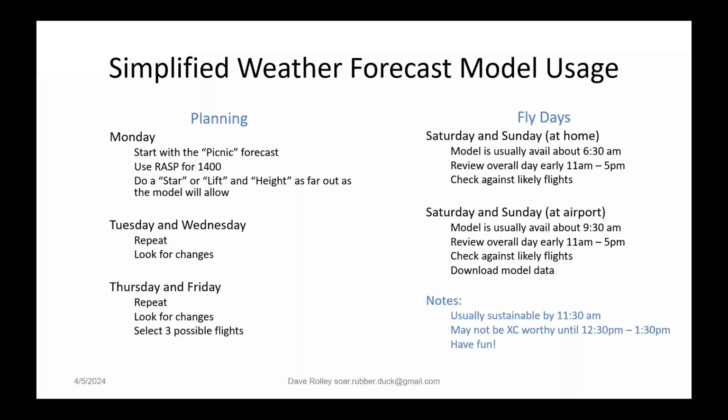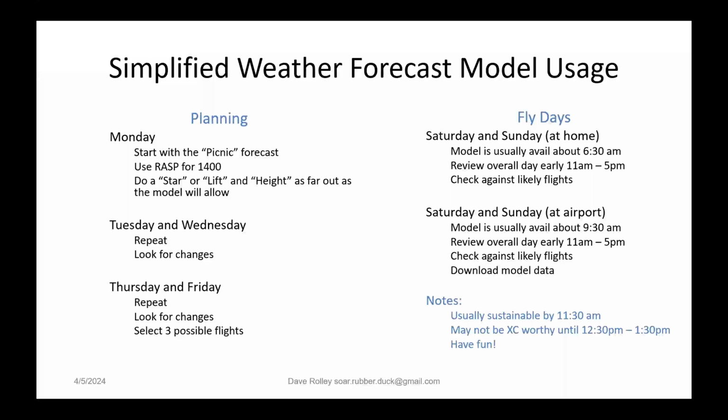Start your RASP or your SkySight, set it for about 1400, and then take a look at lift and height or what's a possible flight. Do the same thing for Wednesday and Thursday, but what you want to look for is changes in the weather model and how those changes would affect the flight. Now we're getting to Thursday and Friday.